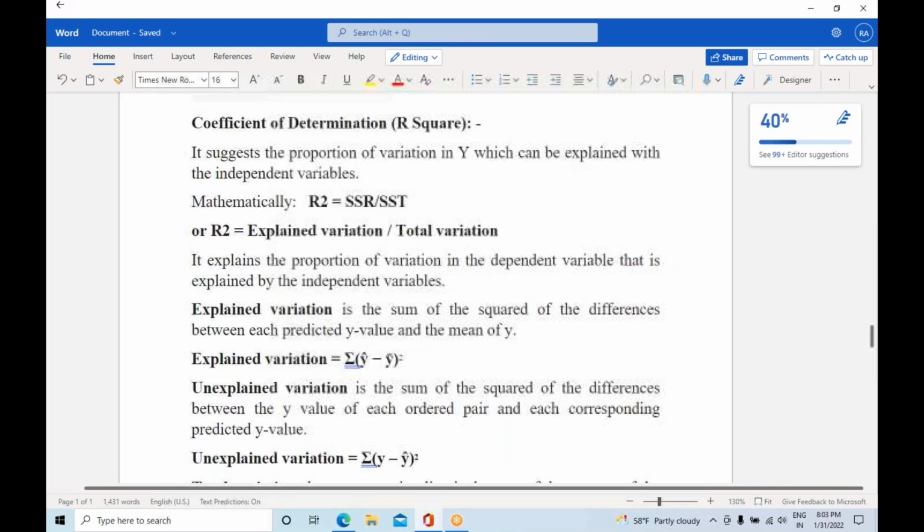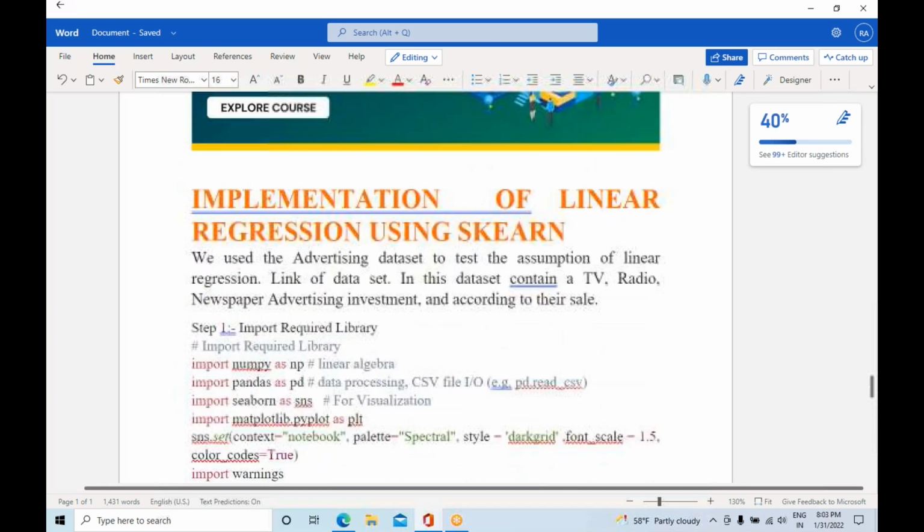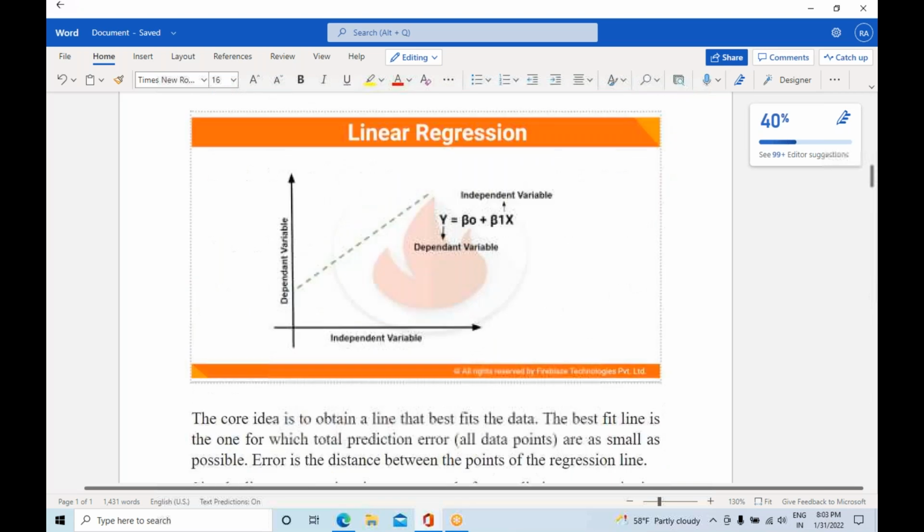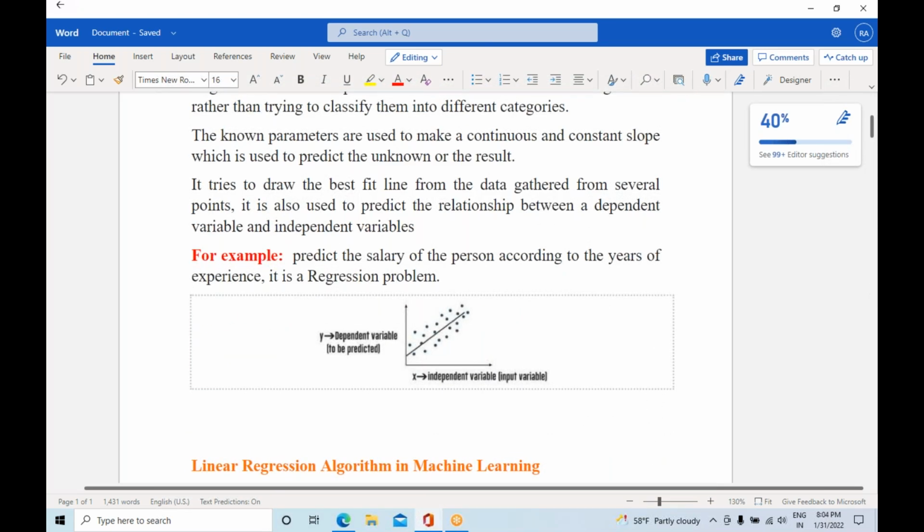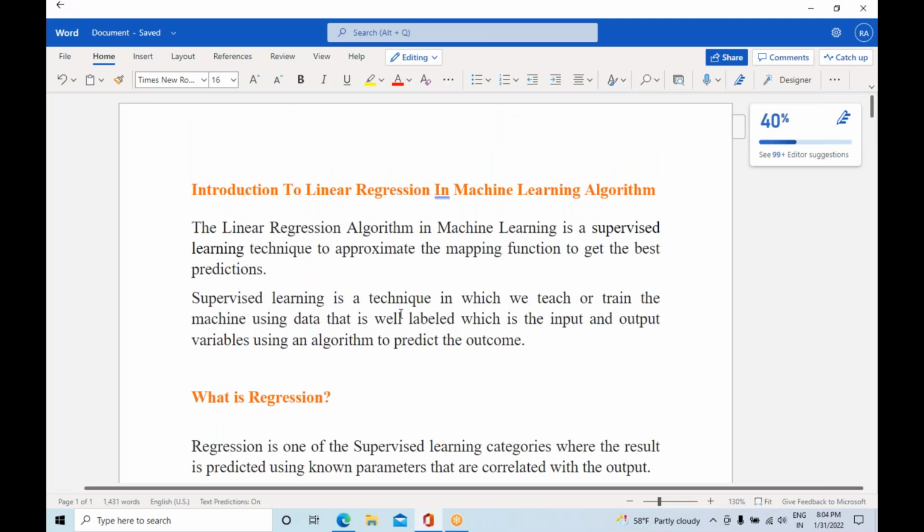In tomorrow's class, you will be able to apply this kind of algorithm on any one of the data sets, and we will see this simple linear regression. Okay, clear? So tomorrow we'll consider a small example or small data set, apply simple linear regression, and see the results in coding instead of the theoretical part.